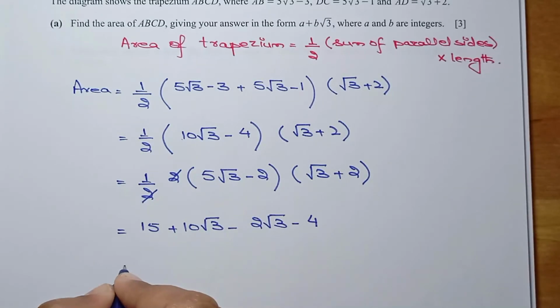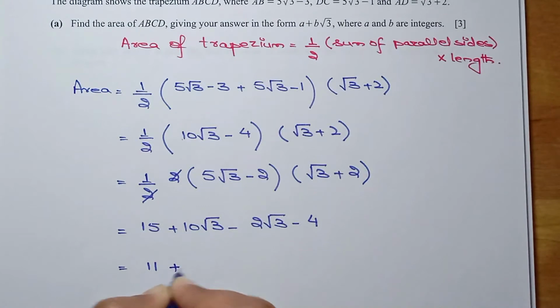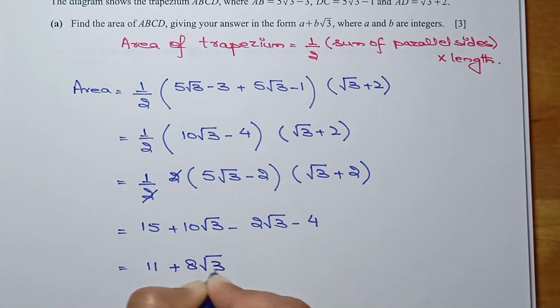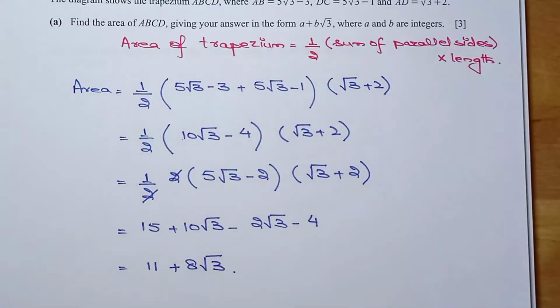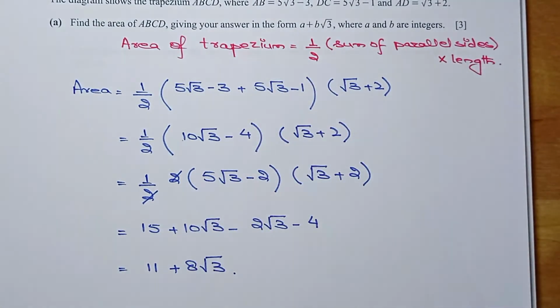Right. And now from 15 subtract 4, it's 11. And from 10 take away 2 is 8, plus 8 square root of 3. So the answer is 11 plus 8 square root of 3, and the A value is 11 and the B value is 8, and these two are the integers.